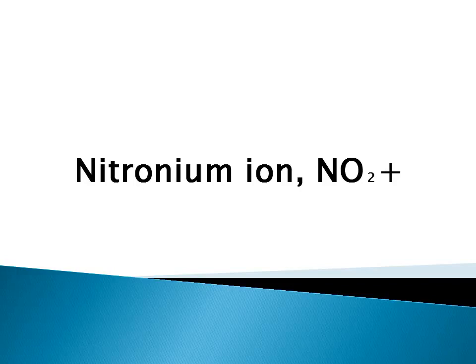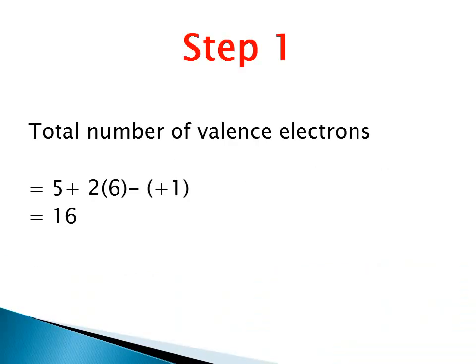Today's example is nitronium ion. The first step, before we draw any Lewis dot structure, is to calculate the total number of valence electrons in the molecule. Nitrogen has 5 valence electrons, plus 2 multiplied by 6. This 6 comes from the oxygen. Plus 1 comes from the charge. So the total number of valence electrons in this molecule is 16 electrons.